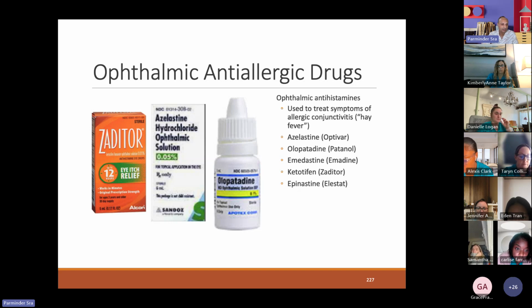Then there are drugs called mast cell stabilizers. They prevent the release of histamine and other inflammatory mediators from the mast cells and eventually prevent the allergic symptoms from developing. Example, cromolyn sodium. And then there are some drugs which have a dual action, both as an antihistamine as well as a mast cell stabilizer. Olopatadine is an example of that. And another one is ketotifen, Zaditor.